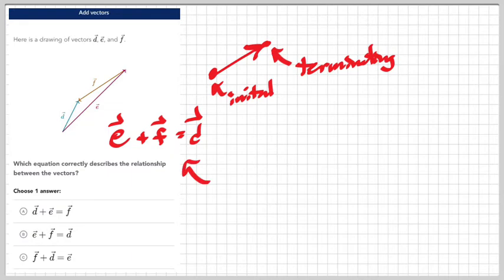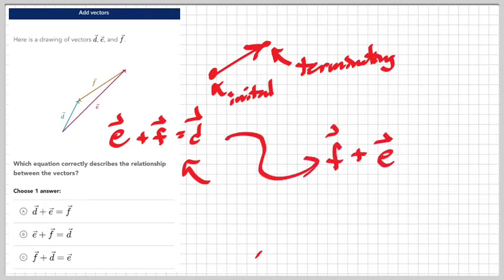Now let's see if any of the answers over here match that. Just a note, you can also put F first. It could be F then E equals vector D, because addition is commutative. And what do we see here? We see E plus F. Yeah, I see E plus F right here, so that's going to be our answer.